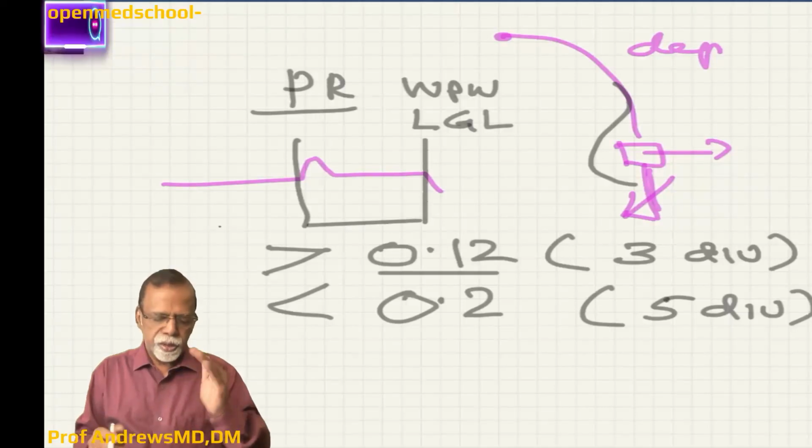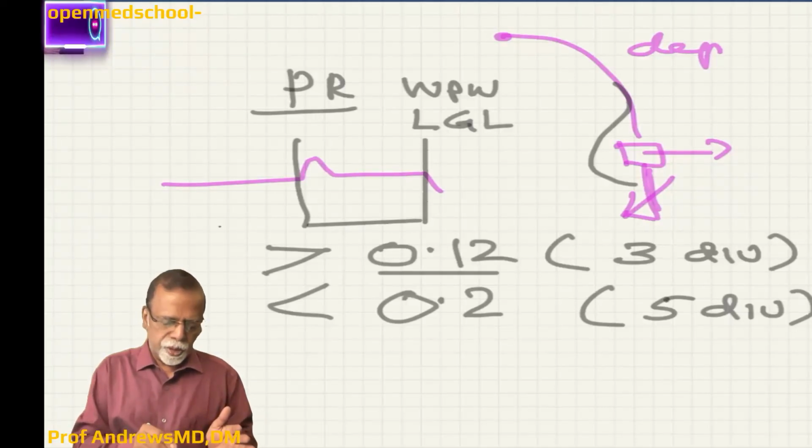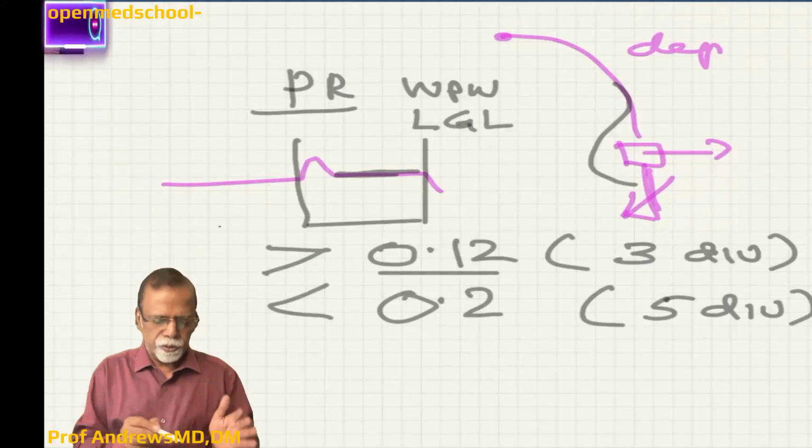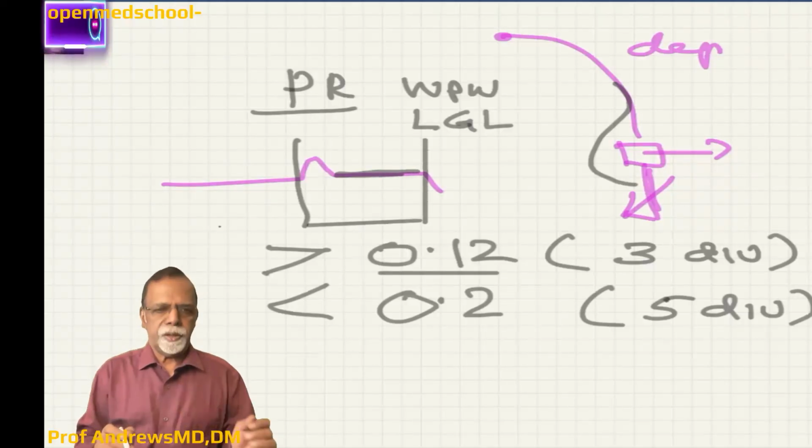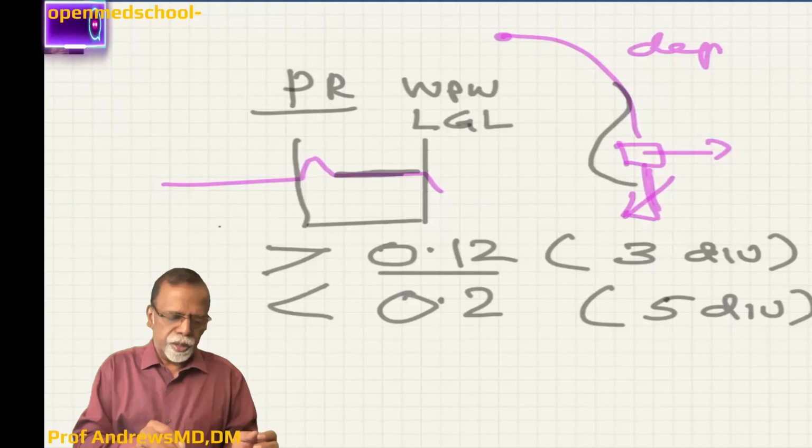Don't get confused with the segment. This is the PQ segment. The PQ segment is an isoelectric period. Now, we have spoken about the P wave, and now we take up the Q.